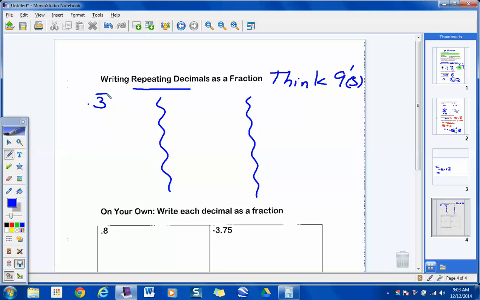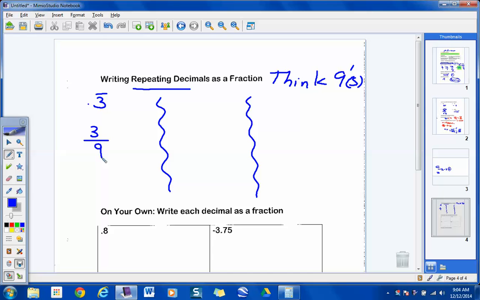Okay, so here's the deal. You're going to take the digit or the number of digits that are being repeated over and put it over the same number of 9s. So in this case, there's only one 3 getting repeated over and over, right? You guys agree there? Yes. So the bar is only going to be over one 3, right? So you're going to take that and put 3 over what value? Well, 3 over 9. With me there? Yes. Okay. Now, can 3 over 9 be reduced? Yes. To what?